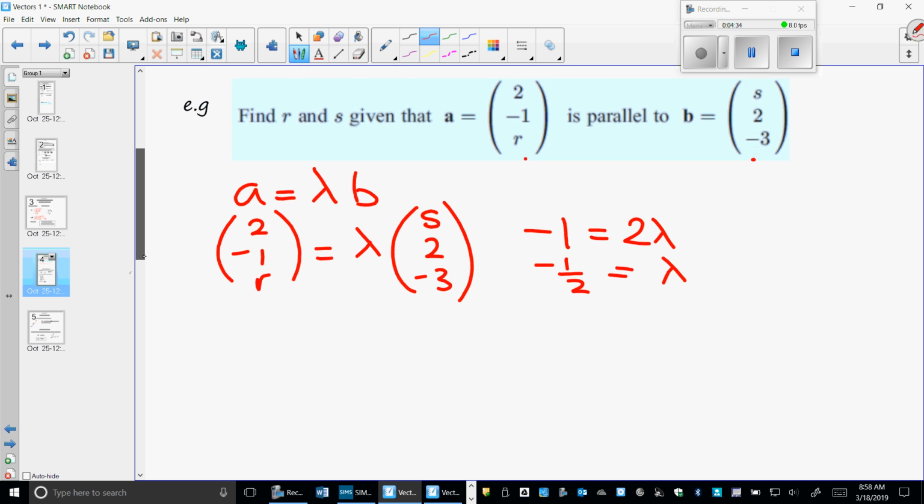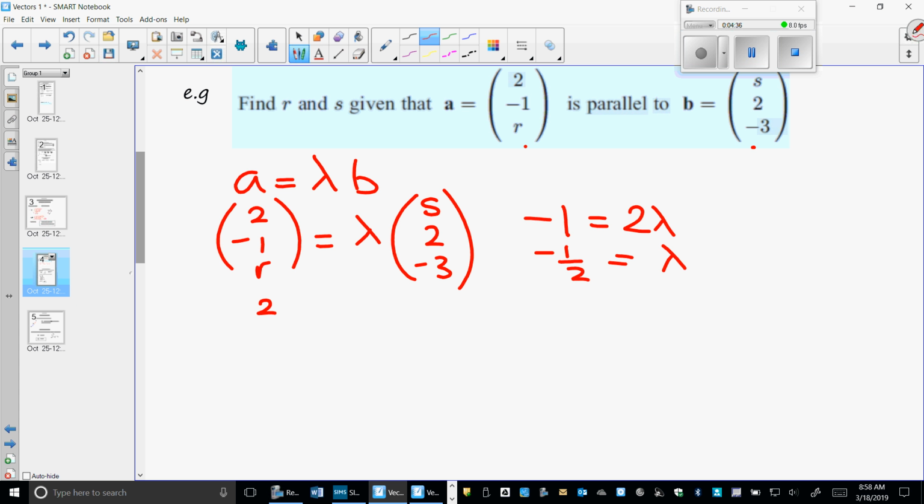Anything else? So then we can say that (2, -1, R) is equal to negative 1/2 of (S, 2, -3). And now we can set ourselves some equations to find S and R.